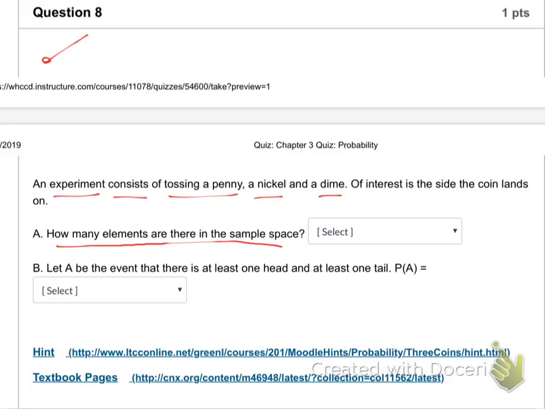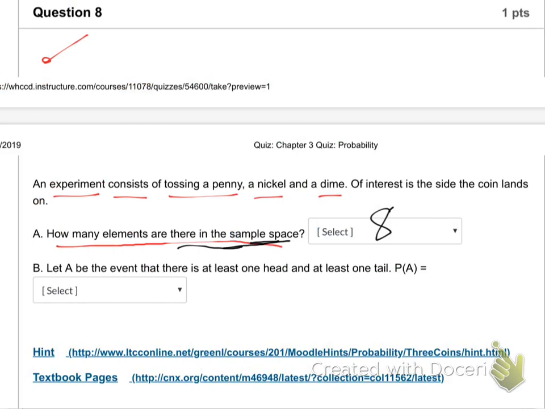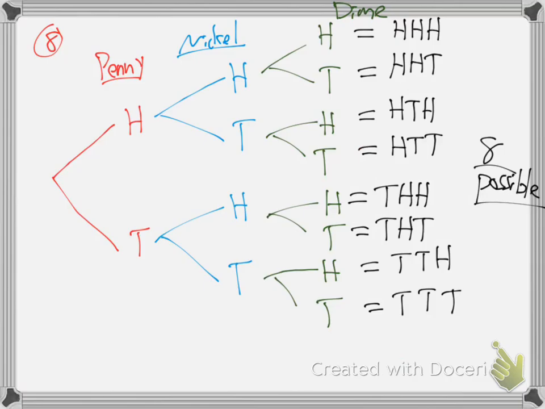And coming back, what do they want here? How many elements in the sample space? 8, right? 8 different things here. Let A be the event that there is at least one head and at least one tail. So rather than do any fancy at least formula, I'm just going to look at the 8 things and circle the ones that have at least one head and at least one tail. I think that'll be the easiest way to go.